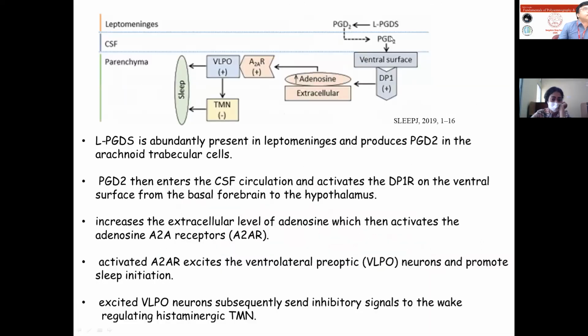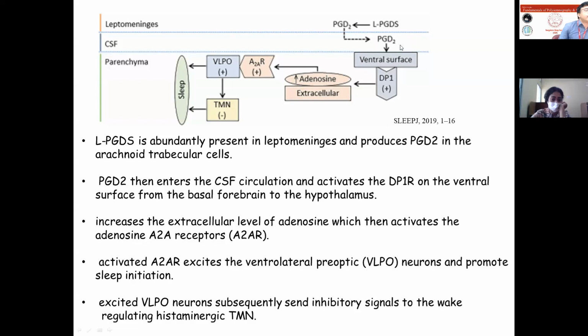So again, this slide will tell you about how prostaglandin D2 and adenosine interact with each other. As I mentioned earlier, in all this cascade of the cytokine pathway, the one final common pathway through which sleep is induced is always adenosine. So we have prostaglandin D synthase. Prostaglandin D2 is increased in the CSF.